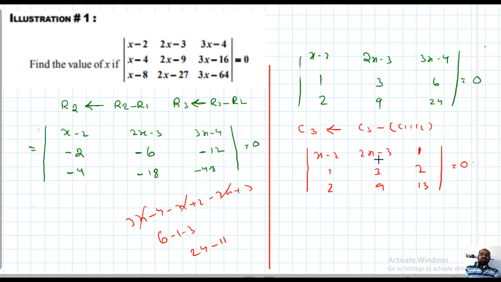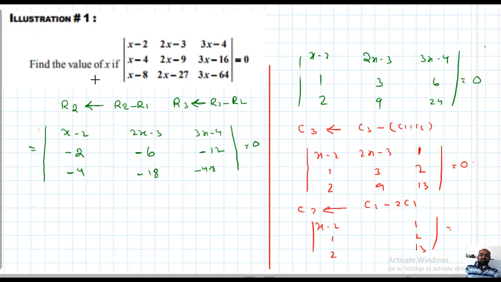Again I want to make here also some number, not a variable. I want to remove that variable. I am also changing C2. C2 changed as, what I can write, C2 minus 2C1. So this is x minus 2, 1, 2 as it is. This is 1, 2, 13 as it is. So just I am changing C2, students, observe now. C2: 2x minus 3 minus 2x plus 4. 2x gets cancelled, 1 will come here. Next C2: 3 minus 2, that is 1.